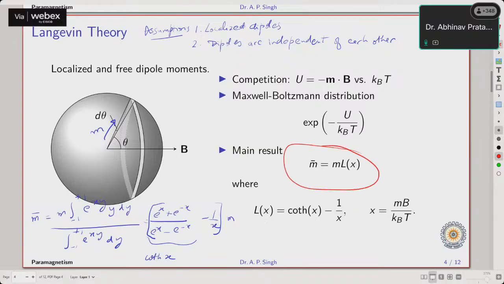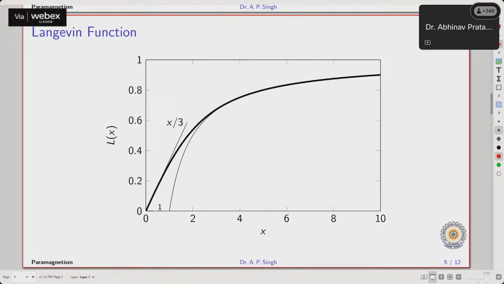And remember that this is the main result according to the Langevin theory, that it is equal to the actual dipole moment multiplied by the Langevin function. So let us look at this Langevin function. What does it look like? So this is how the Langevin function looks like.